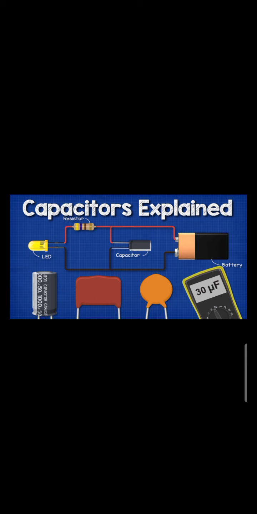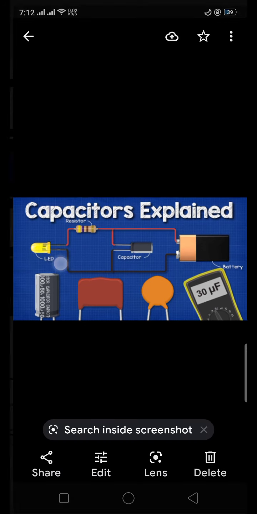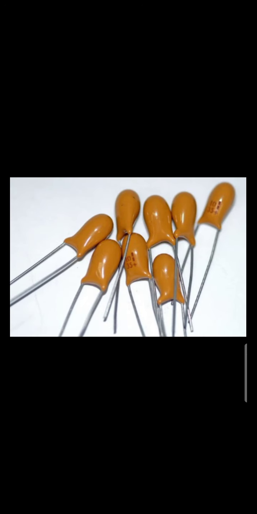Why does this happen? Due to the capacitor, because inside the capacitor there is charge stored in the form of energy. After cutting off the electric source, that is, after removing the battery, the charge flows through the resistor and finally reaches the bulb, our LED bulb, and it glows.